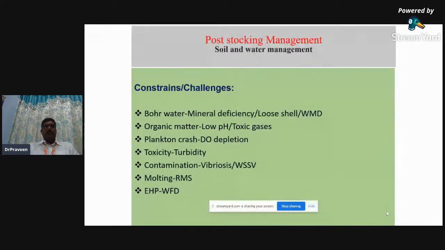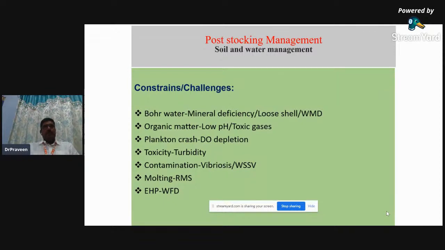There are some imbalances in the mineral quantity and everything. So plankton and DO problems may come suddenly, and a plankton crash may happen. This is another challenge. And one more challenge is toxicity. Anytime toxicity may arise, and turbidity also supports that. So this is another challenge in bore water culture. And next, contamination, Vibriosis or white spot disease. We know that anything may come at any time.